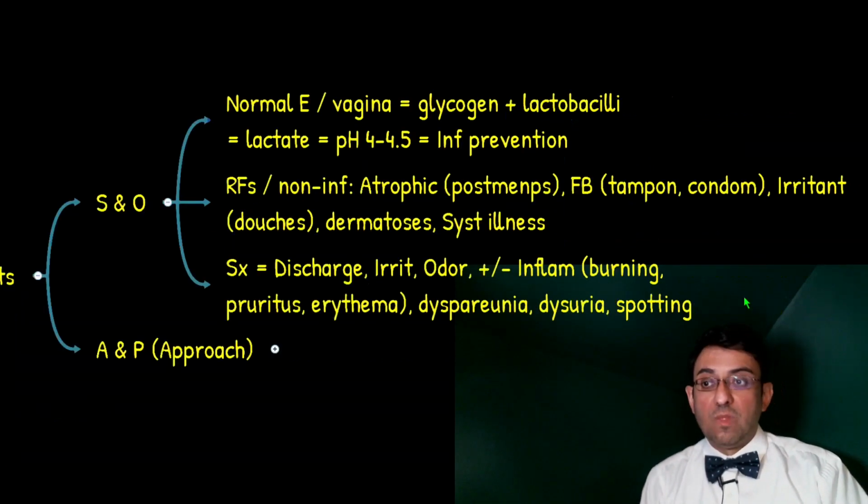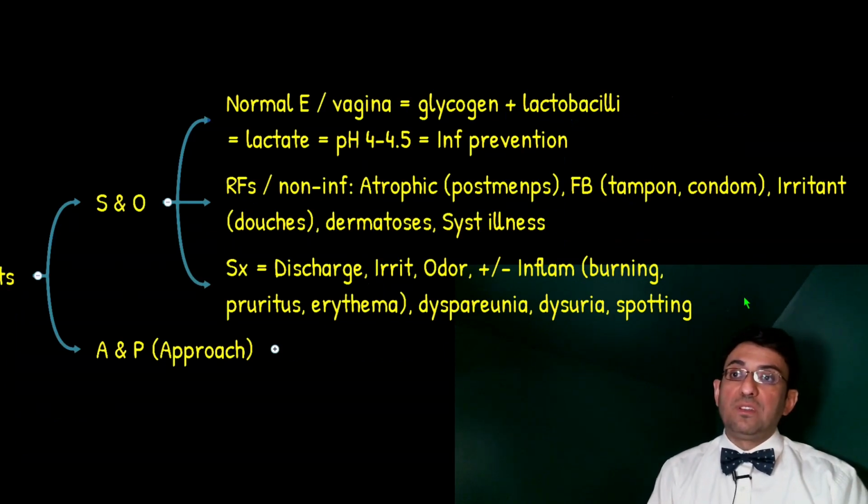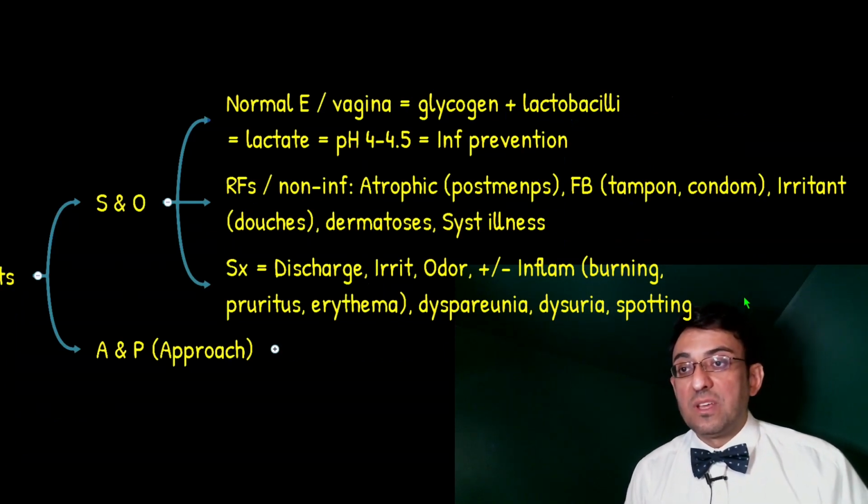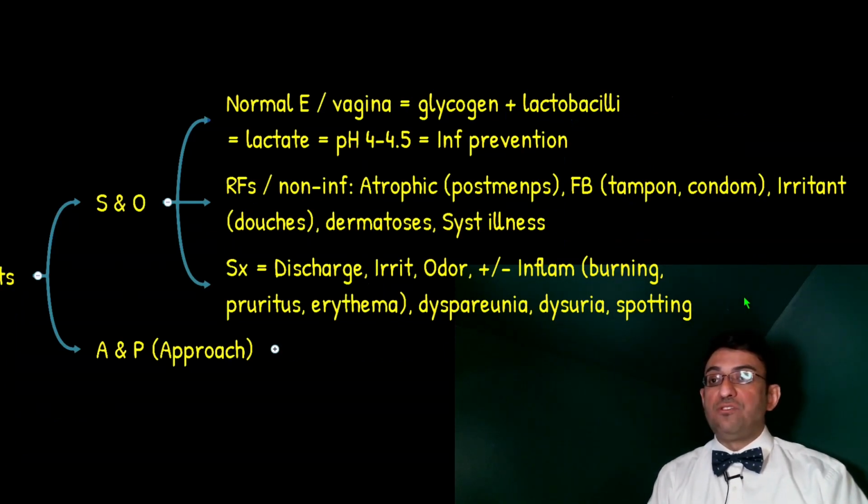How about the most common cause of irritant vaginitis? It could be due to frequent douching. Never forget, foreign bodies such as tampons and condoms can also cause vaginal irritation. And finally, dermatosis and some systemic illnesses could be associated with vaginal symptoms.